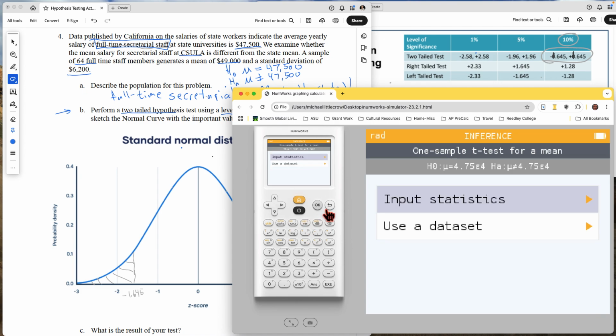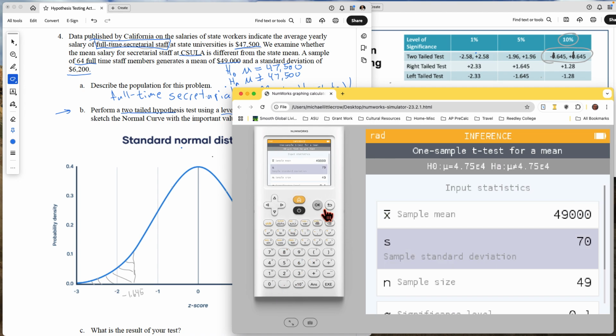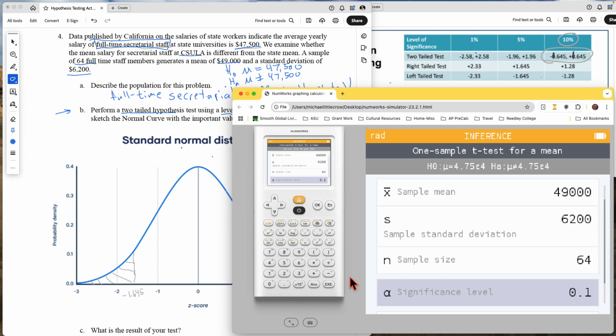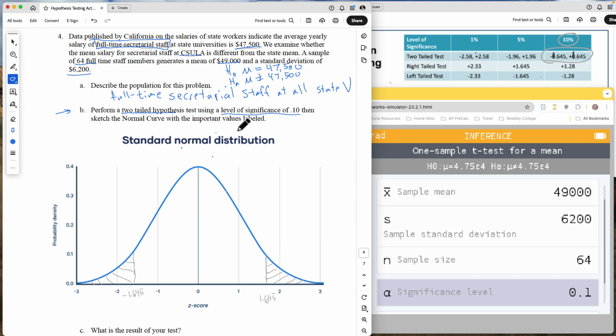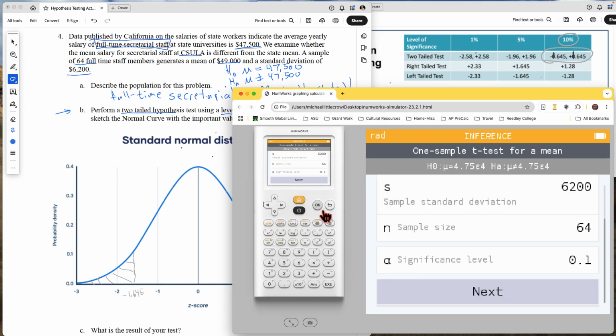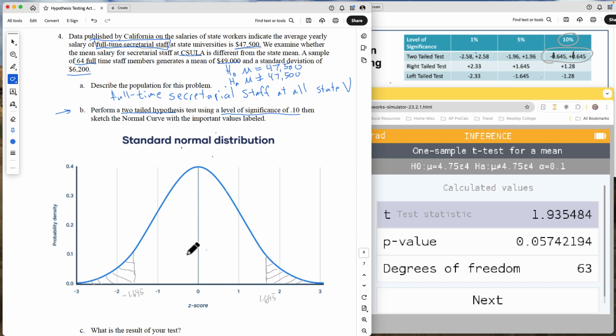Then we can input our statistics. Our sample had a salary of 49,000, our standard deviation was $6,200, and our sample size was 64. We are doing a significance level of 10%, 0.1. That's still correct, so we'll stick with that, and we go to next. Our test statistic is a positive 1.93.